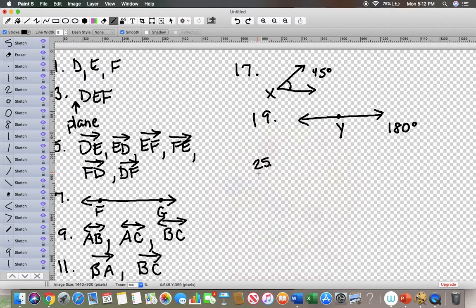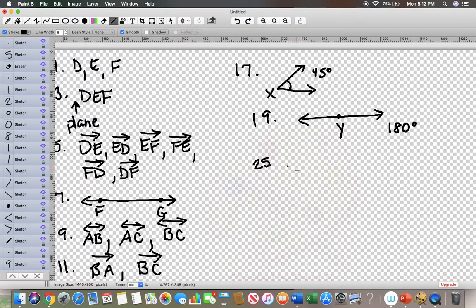Well, notice angle DPE. What kind of angle is angle DPE? Well, it's a right angle. What kind of angle is angle APE? It's a straight angle.